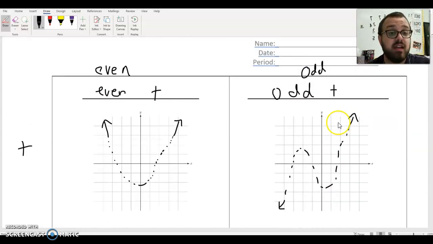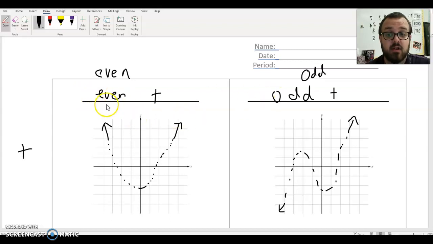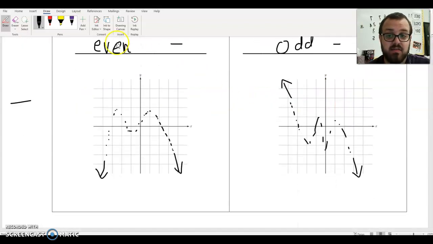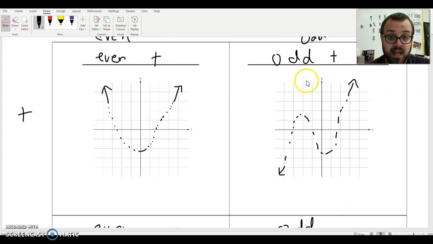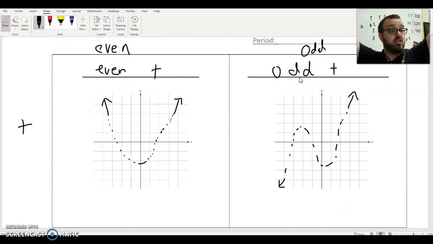So, these four things you need to know: even positive, even negative, odd positive, or odd negative. Are your arrows going the same direction? Even. Opposite directions? Odd. Is your right arrow going up? That's positive. Is your right arrow going down? That's negative. Even positive, they both go up. Odd positive, the right arrow goes up, left arrow goes down. Even negative, they both go down. And then odd negative, the right one goes down, the left one goes up.